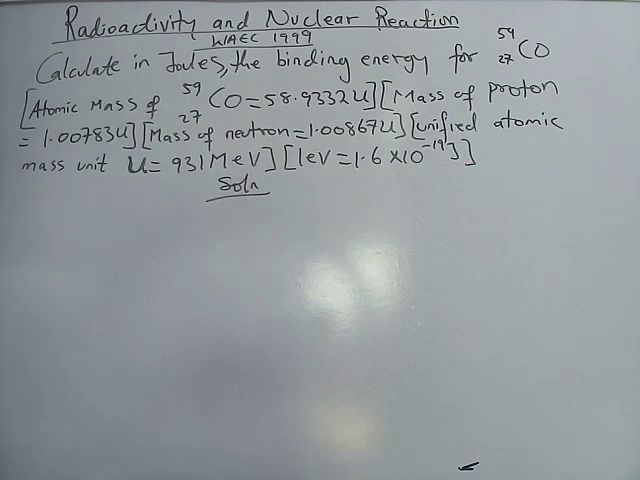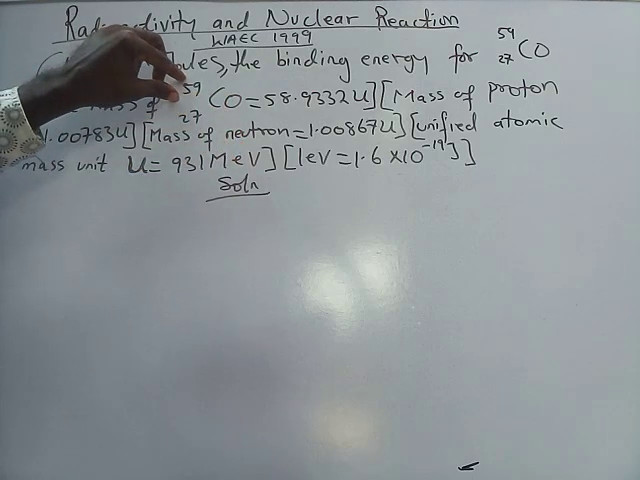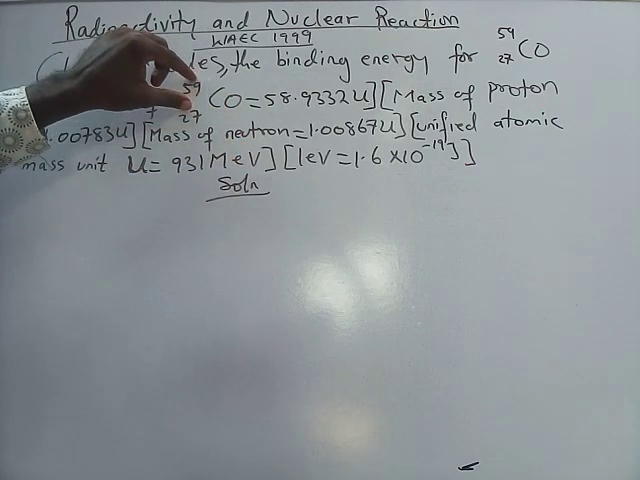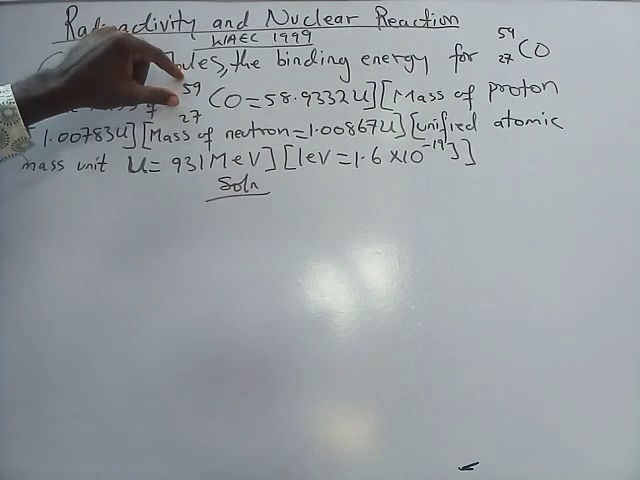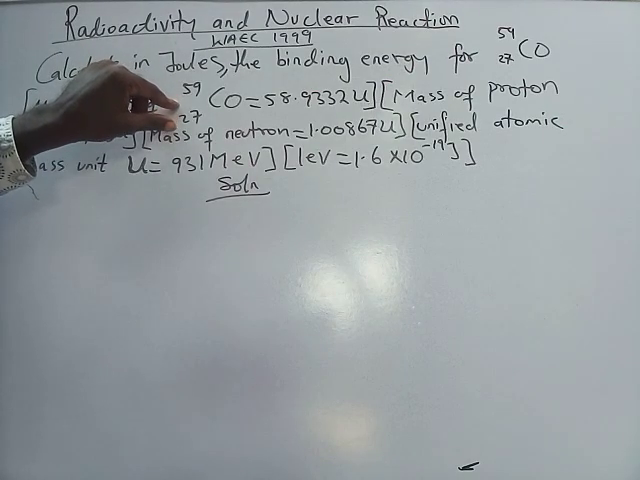As I told you when I discussed binding energy, the difference between the mass of the product and the reactant is what makes up the binding energy. This is the product, cobalt, and what makes up cobalt is this 59. This is the atomic mass, which is the sum total of protons and neutrons, and the atomic number is the same as the number of protons.